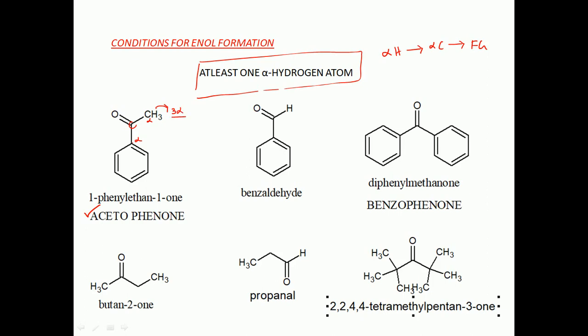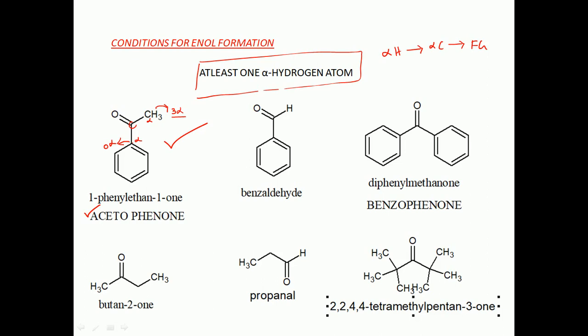So on this side you have the 3 alpha hydrogens, but here you don't have any hydrogen on this carbon. Why? Because the carbon is already attached to 4 bonds. So here you have 0 alpha hydrogens. At least one should be there. Here you have 3, so it can participate in keto-enol tautomerism.